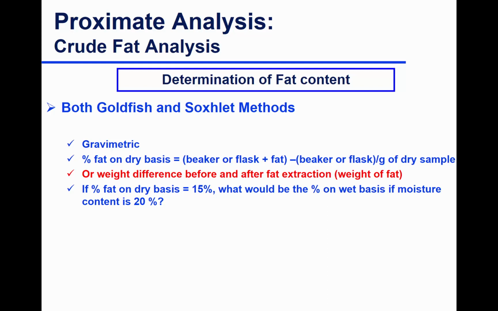You get that? Okay. So 15% dry basis means 15 grams in 100 grams of dry matter. In your wet sample, you have 20% moisture, so you only have 80 grams of dry matter. What would the fat represent in terms of percentage? That would be this equation here. And remember, always, wet basis is smaller than your dry basis. Then you will know you did the equation correctly.